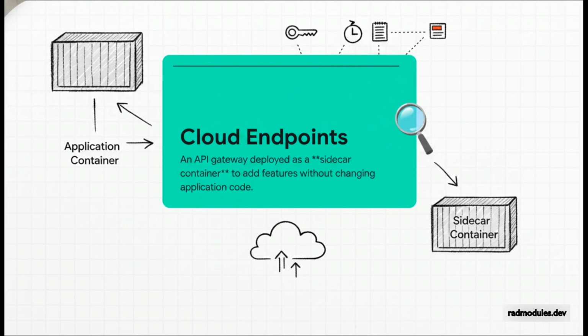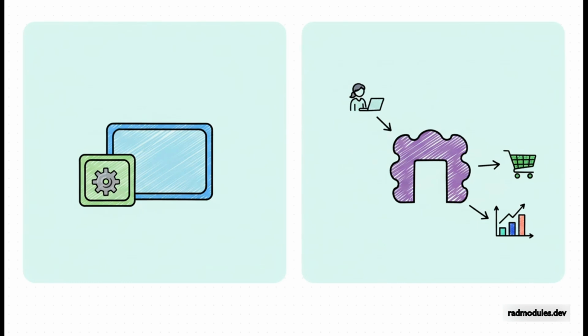So how do you add API management features to your service? Well, for a lightweight solution, you can use Cloud Endpoints. It deploys as a sidecar container, running right alongside your main application. This sidecar intercepts all incoming requests and can handle things like authentication, rate limiting, and logging, all without you having to change a single line of your application code. For the exam, knowing the difference between Cloud Endpoints and its bigger sibling APIG is crucial. Use endpoints for simple service-level control.